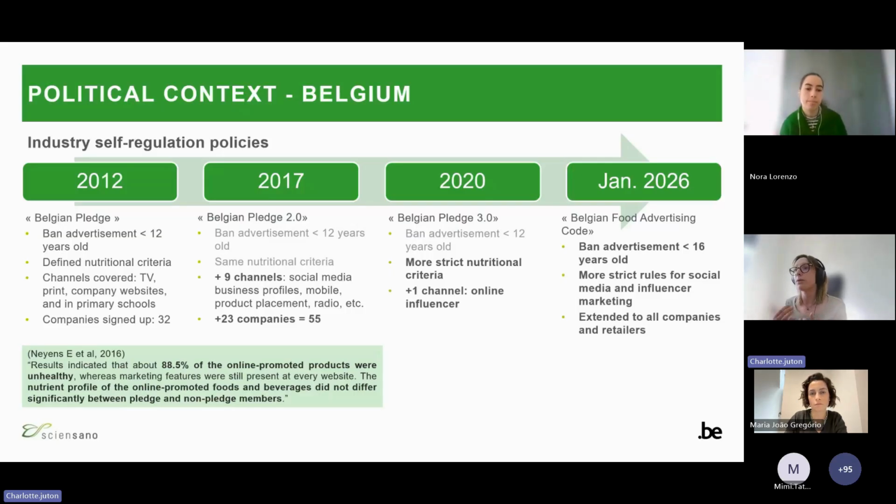And what we see is that over time, the Belgian pledge evolved, more channels were included, more companies also signed up, nutritional criteria became slightly stricter. To arrive in January 2026 to become the Belgian Food Advertising Code that now has increased the advertising ban up to 16 years old, and that also extends now to all companies and retailers with some stricter rules for social media and influencer marketing. But it's important to say also that, for example, the nutritional criteria is not as stringent as the WHO nutrient profile model, and that because it's based on nutritional criteria, while some advertisement can be forgotten, like for example, brands or character brands cannot be included.